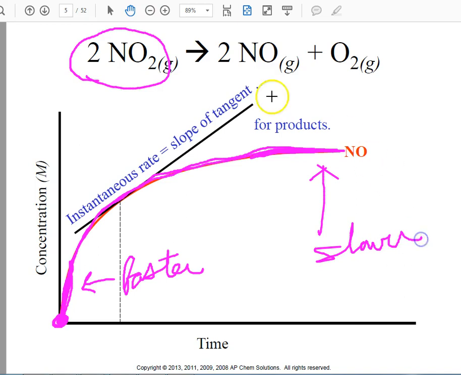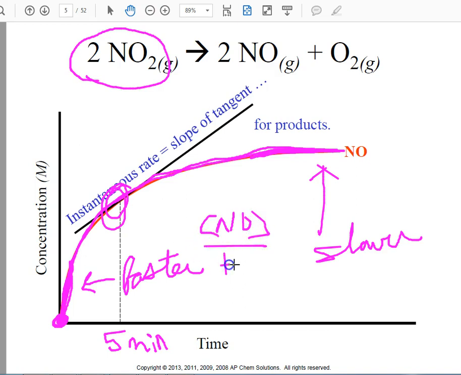But if you want to know the rate at some moment, let's say this is 5 minutes. And I want to know how fast is this reaction going at 5 minutes, right there. How fast is it going? To do that, I can't take the change in concentration and divide it by the time, right? That's how we said earlier that you find the rate. Change in concentration of NO over time. That would give me an average. If I did change in concentration over change in time, that would be an average. But I want to know how fast is it going right now, this minute.